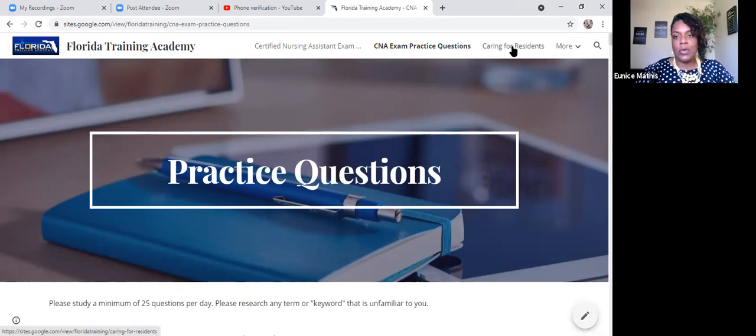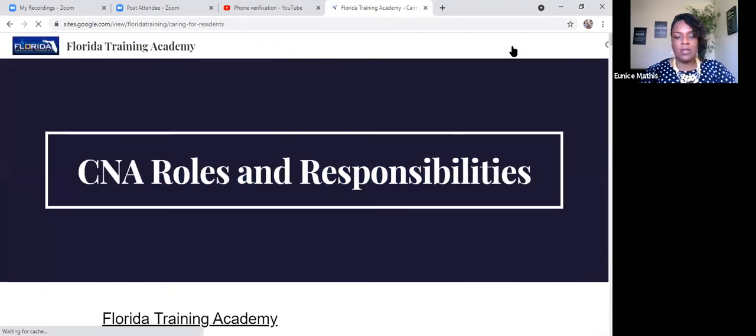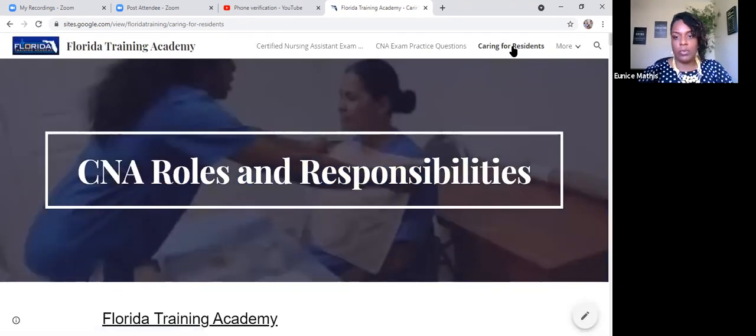The next tab that we're going to discuss is caring for residents, and on this tab, we'll be discussing the CNA roles and responsibilities. So a lot of useful information.